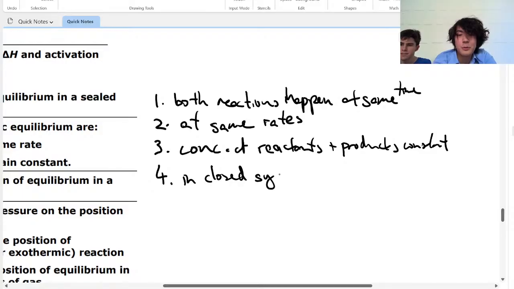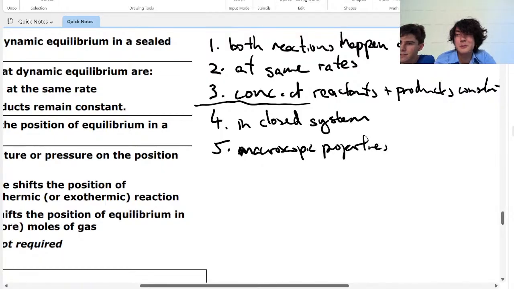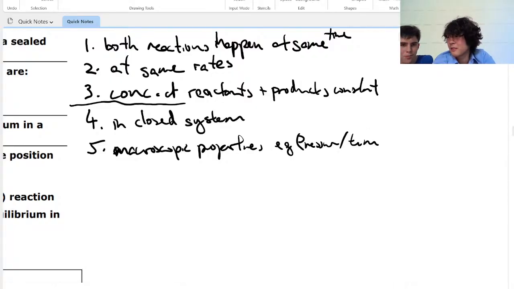And if they ask you to describe equilibrium, you need to write all the points, and then macroscopic properties constant. So macroscopic properties is just like pressure or temperature. Look, this is literally on the mark scheme. It's literally the first 2 points. Wait, is that define? Yeah, it's define. If it's describe, you need to write more. If it's more marks.